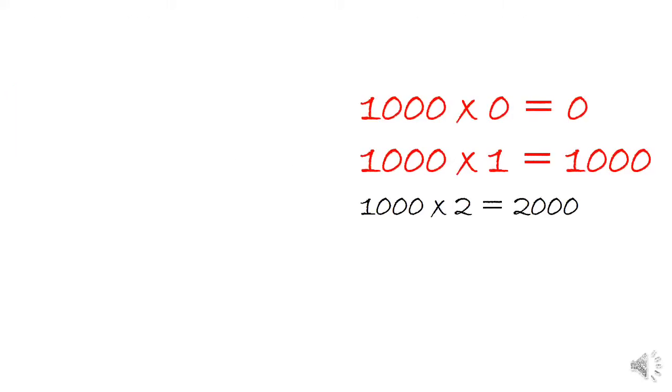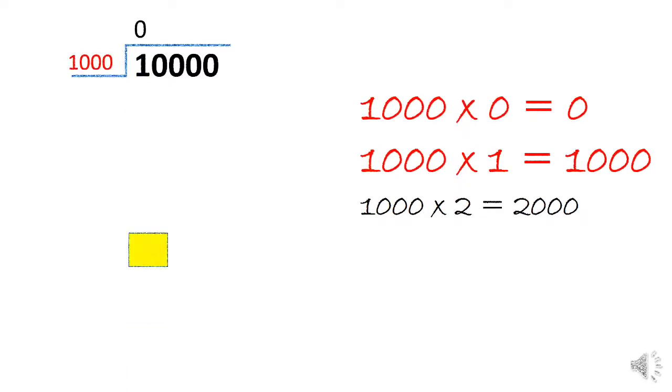Let us write the table of 1,000. So here 10,000 is the dividend, 1,000 is the divisor. So take the first number 1. 1 is smaller than 1,000. So we will write 0 at the top. Take the 2 digits, it is 10. Again 10 is smaller than 1,000. We will write 0 at the top. Let us take the 3 digits, it comes to 100. Again 100 is smaller than 1,000. We will write 0 at the top.